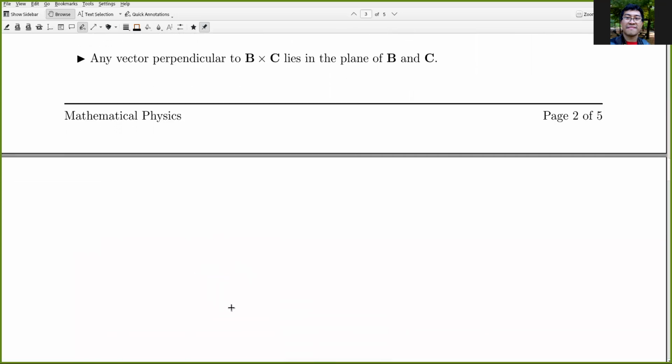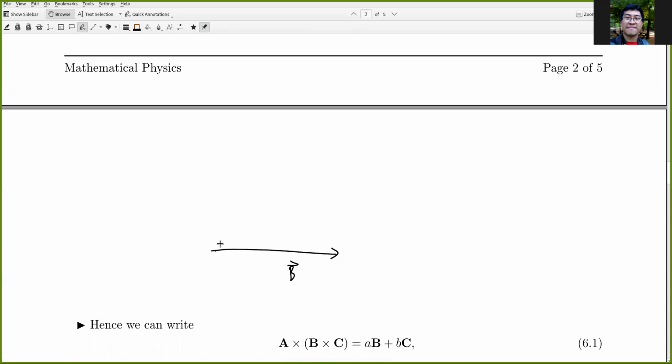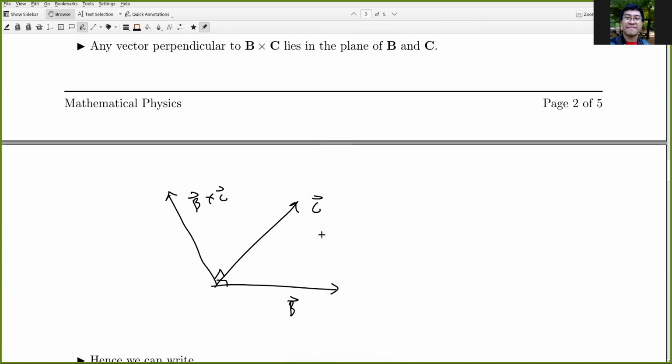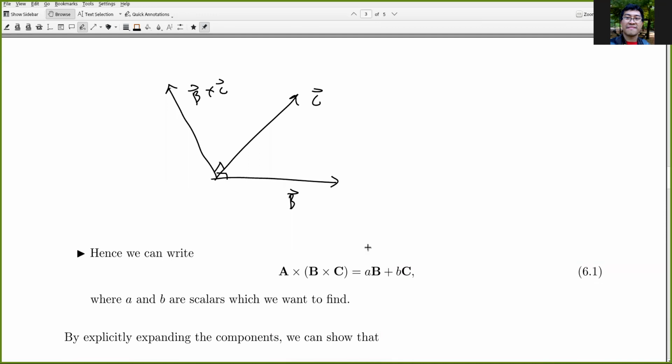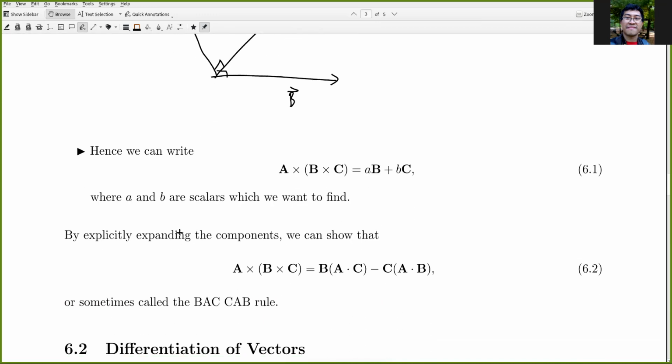So if you make a plot or a figure for that, suppose this is B and suppose this is C. Suppose this is the vector B cross C, perpendicular to both B and C here. So if we take the cross product of some vector A with B cross C, it is perpendicular to A and B cross C. So vectors perpendicular to B cross C would lie along this plane containing B and C. So generally, we can write A cross B cross C as a linear combination of vectors B and C with coefficients A and B we want to find. We can get these by explicitly expanding the components, where we can show that A cross B cross C equals B (A dot C) minus C (A dot B).